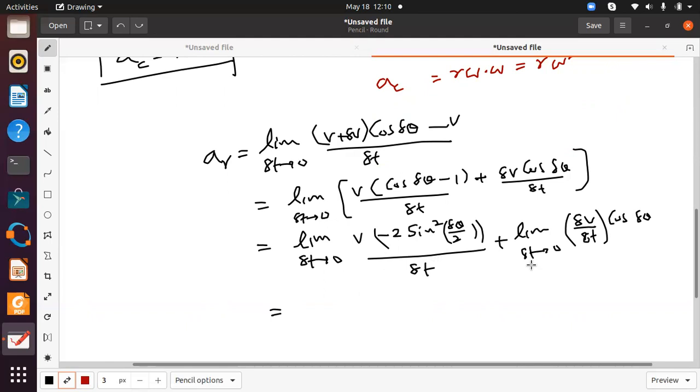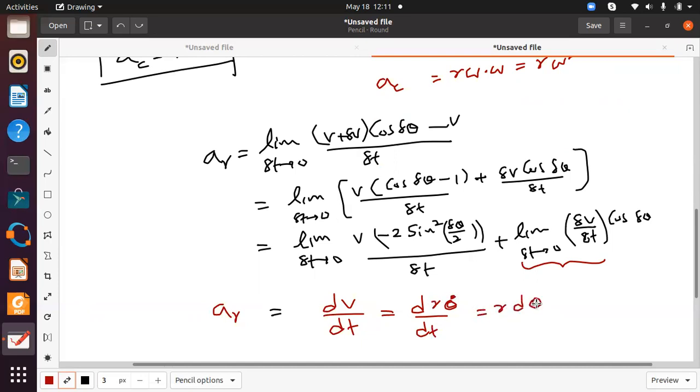So what about this one? This part here is dv by dt. So cos delta theta goes to 1. So in the tangential direction, the acceleration is dv by dt. We can analyze this further. What is v? We obtained that v is r theta dot. r is a constant, so you can take it out.